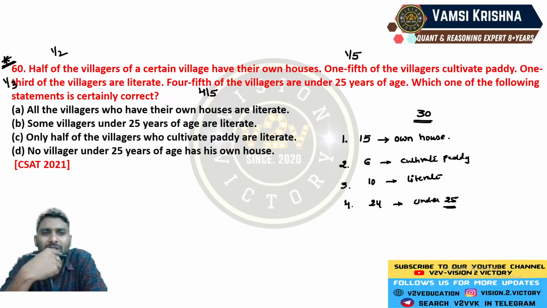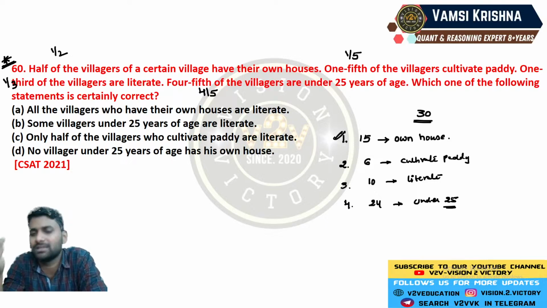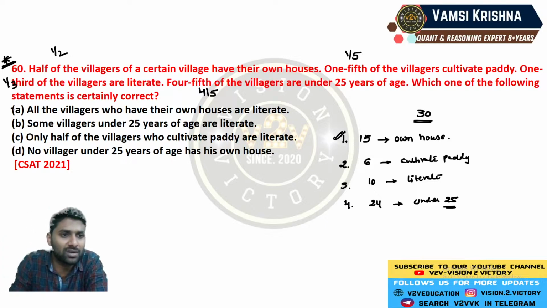Now, first option: all the villagers who have their own houses are literate. See, 15 people have own houses and 10 people are literate. We can't certainly conclude that relation. That's why option one is not at all valid. It does not follow.